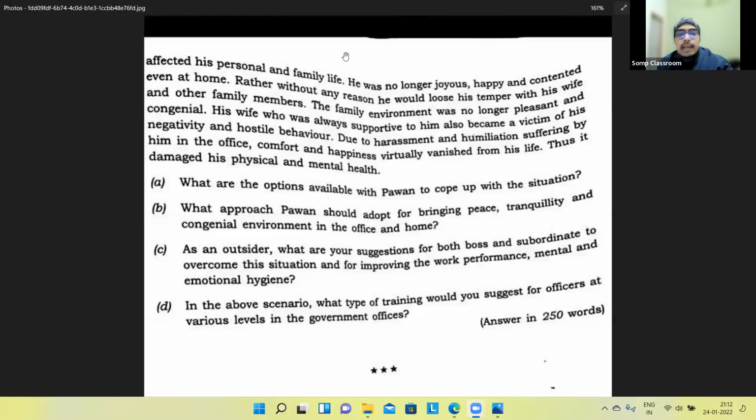Fine. Then, as an outsider, what are your suggestions for both boss and subordinate to overcome this situation for improving work performance, mental and emotional hygiene? Okay. Now, as an outsider, I have deliberately. Are you part of society if you are looking from the perspective? Yes or no? At least type or speak. Does C part ask about the societal perspective? Yes, sir. Fine.